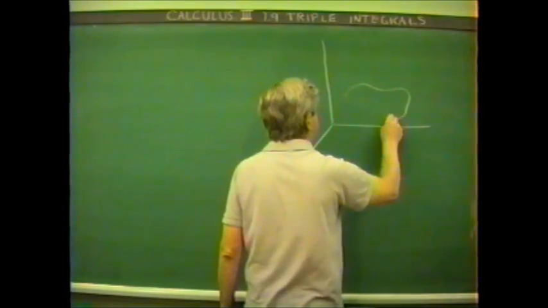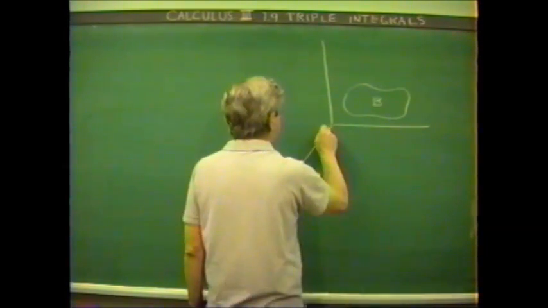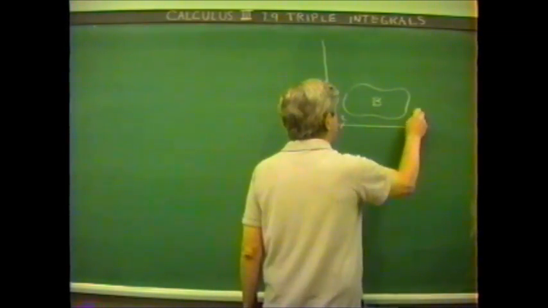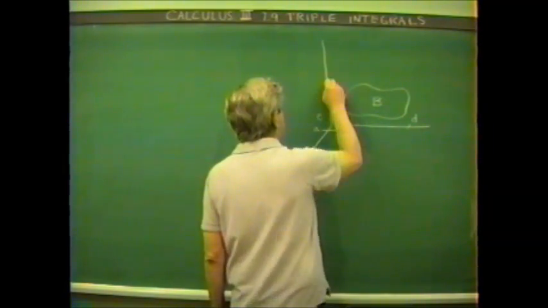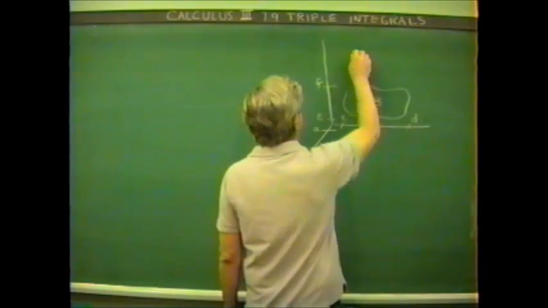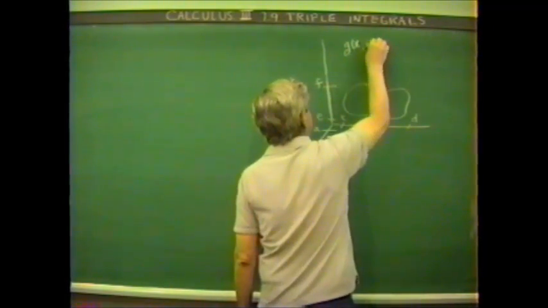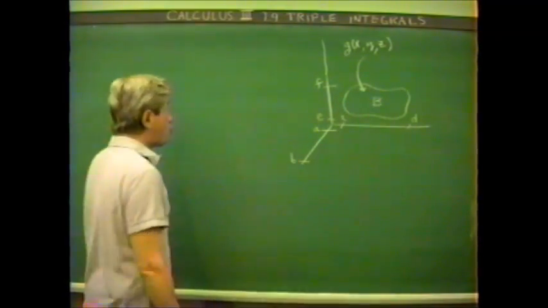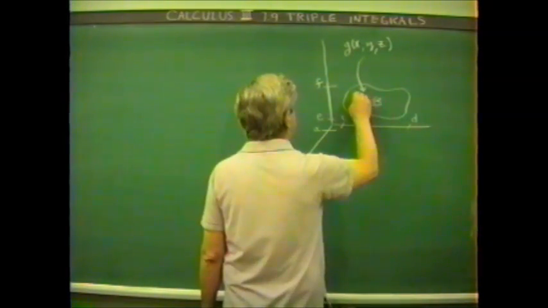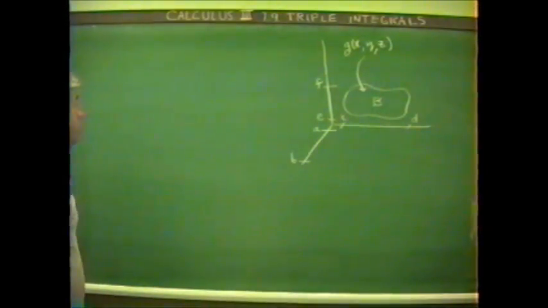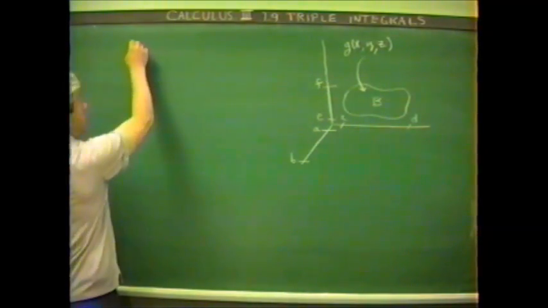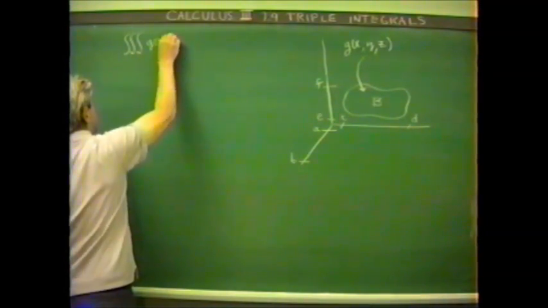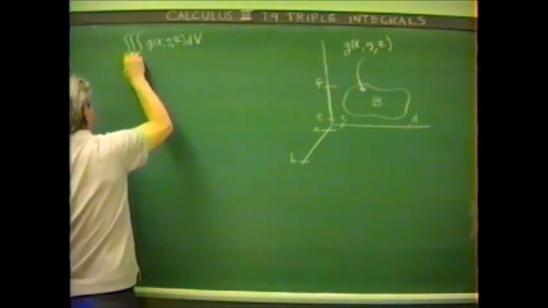If we take in three-dimensional space some sort of region B, say bounded in the x direction between a and b, in the y direction between c and d, and in the z direction between e and f, we can then integrate a function g of x, y, and z defined on this region. g is going to associate with each point in the region a real value, and we're going to want to look at the triple integral of g of x, y, and z with respect to volume over the region B.